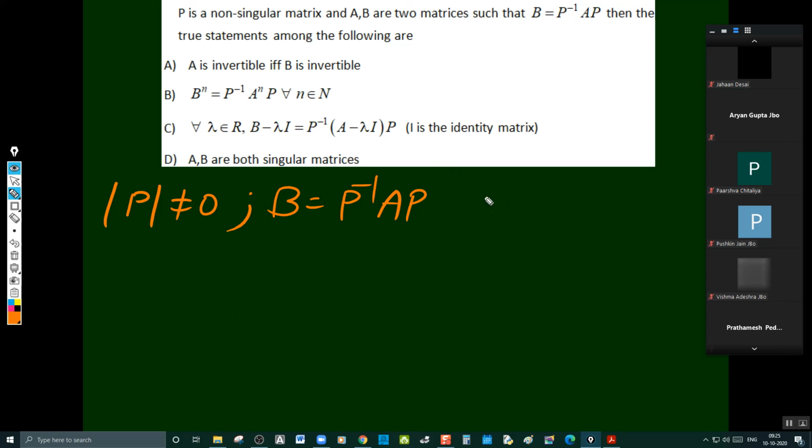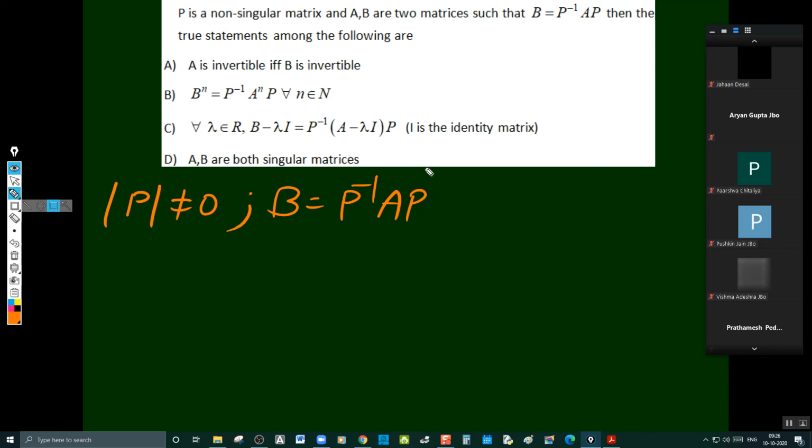A is invertible if and only if B is invertible. B power n is equal to. You have to always go through the options. Unlike JEE main examination, you have a single correct option there. That is where you can straight away solve the problem. But here, you have to go through the options to decide.